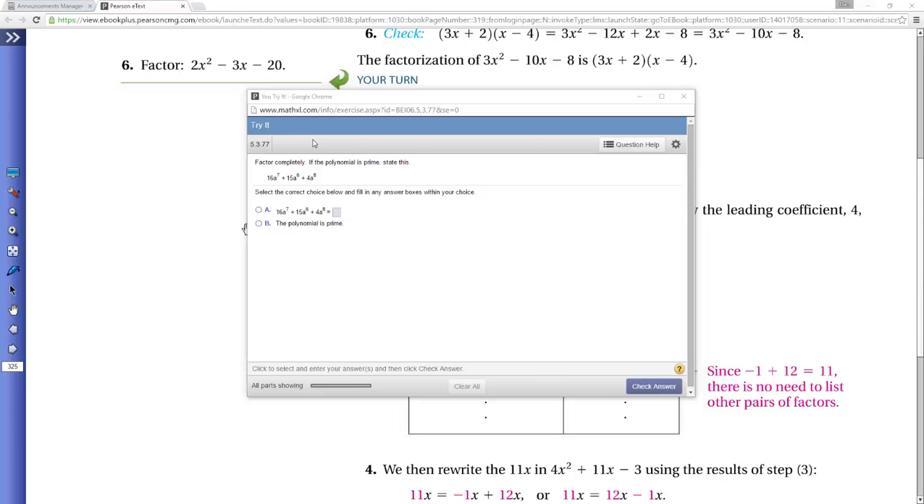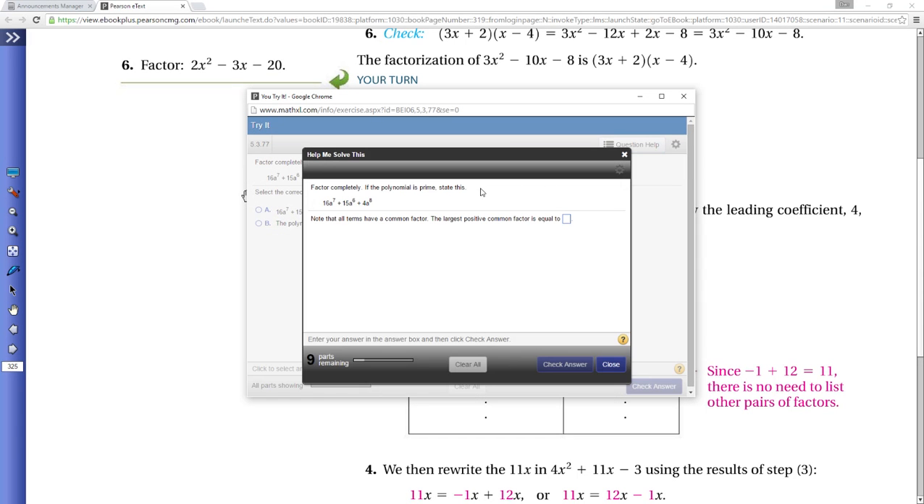First thing, it says we select the correct choice below and fill in that and so on. If I could factor all this in my head, I would just write down the factorization here, but I don't know how many years I've been doing this. I really doubt that I'll get to that point. So let's go through the steps here with this. It says factor completely, and if the polynomial is prime, state this, which again, prime means that it has only two factors, one and itself. In this case, it definitely does not have that.